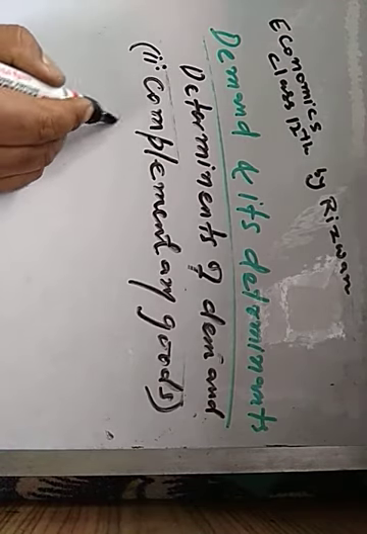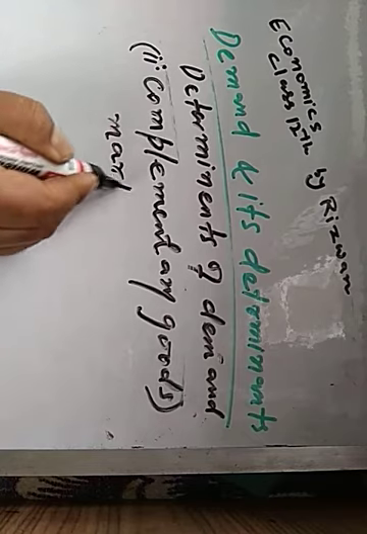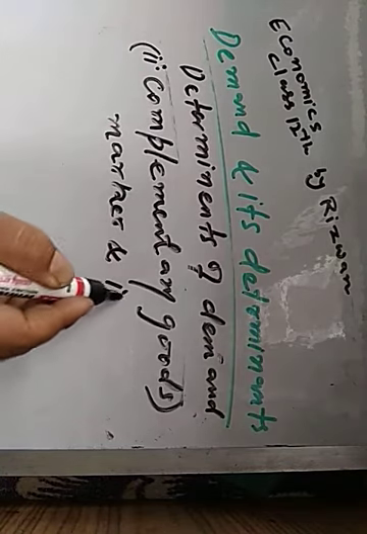Complementary goods are those goods which complement the use of one another, or we can say those goods which complete the use of other goods. These goods are interdependent upon each other in terms of their use, such as marker and ink. These are complementary goods.